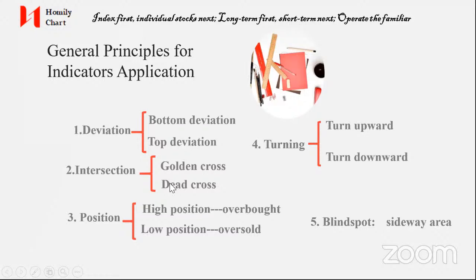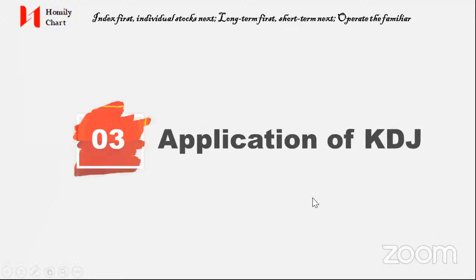But some probability indicators, okay? If this is a wide range of sideways, the probability indicators are applicable and very useful. Later we talk about KDJ, and I will talk about more details, okay? So let's check KDJ.